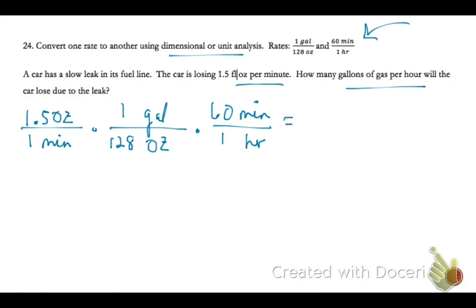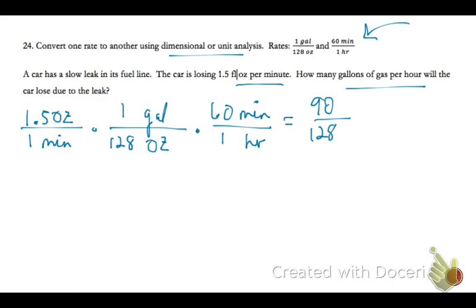Now to multiply fractions, we multiply numerators together and then denominators together. So 1.5 times 60 will give us 90. And then in our denominator, 1 times 128 times 1 is just 128.